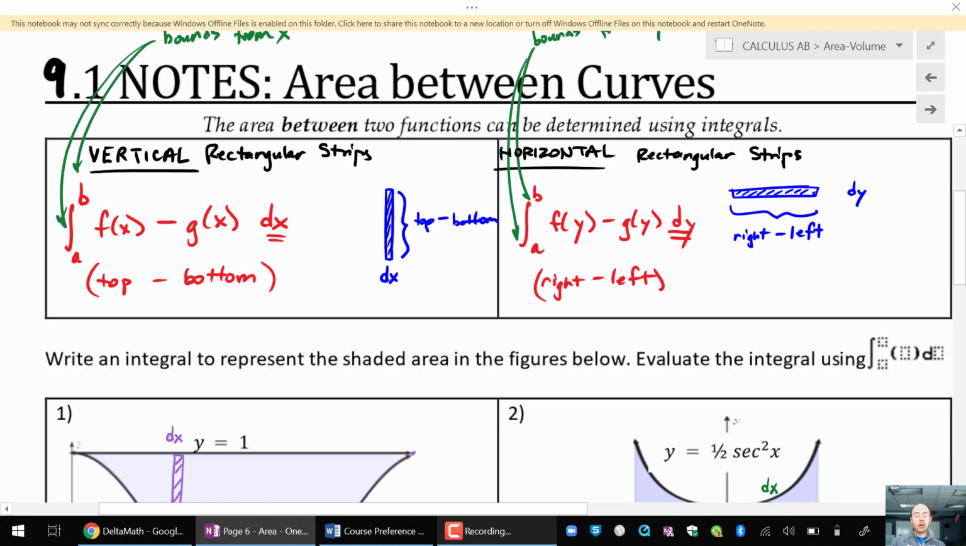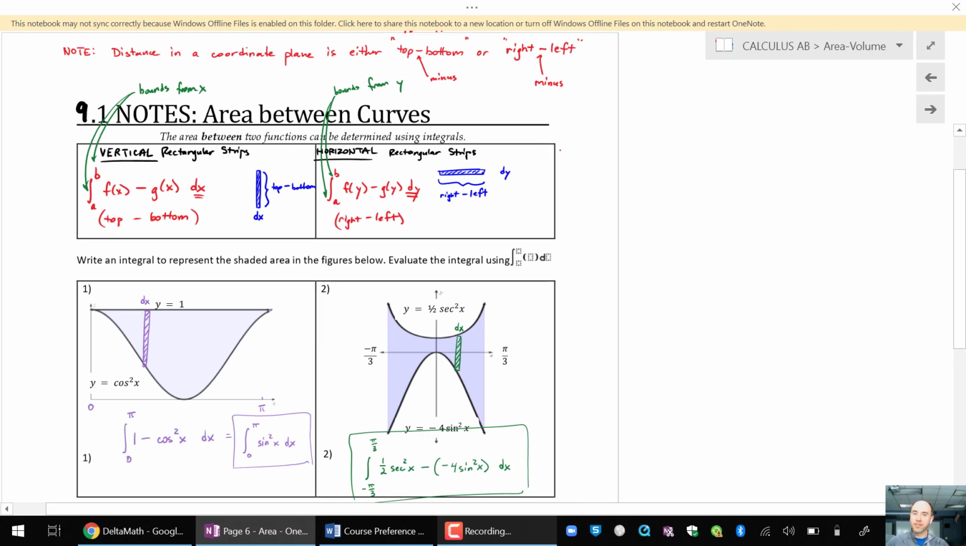So that should get you started with finding the area between two function curves. Use those formulas, build either rectangular strips that go vertically or horizontally, and then construct the appropriate integral to map the area. That's a great start to the lesson, and I hope this video was helpful for you today.